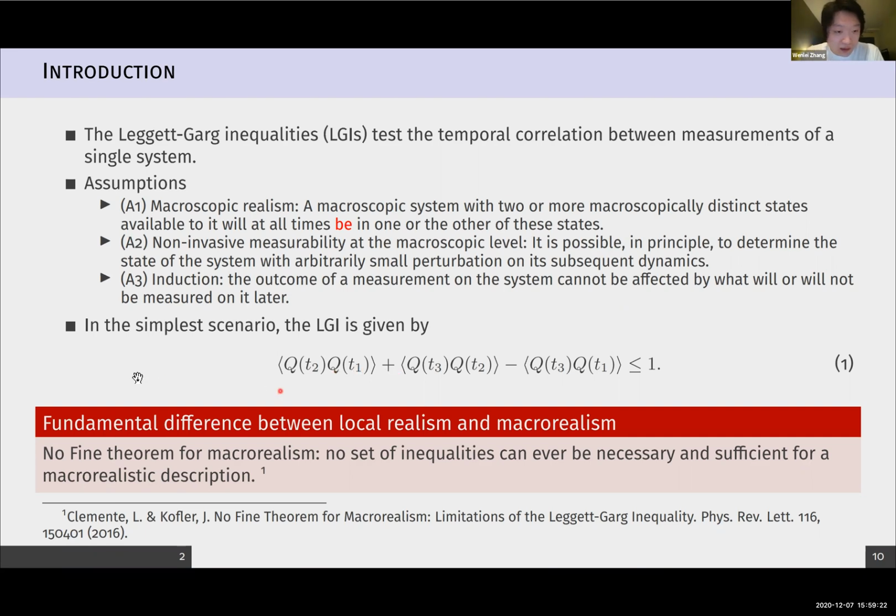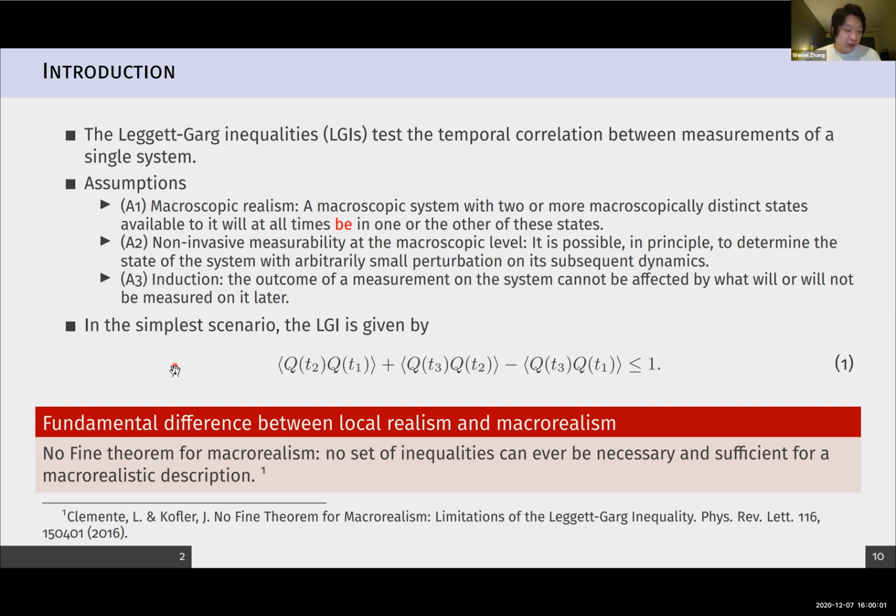There is a fundamental difference between tests of local realism and macrorealism. For macrorealism, there is no Fine's theorem. Recall that Fine's theorem for Bell's inequalities says that Bell's inequalities are a necessary and sufficient condition for the test of local realism. But the authors in reference 1 found that no set of inequalities can ever be necessary and sufficient for a macrorealist description.